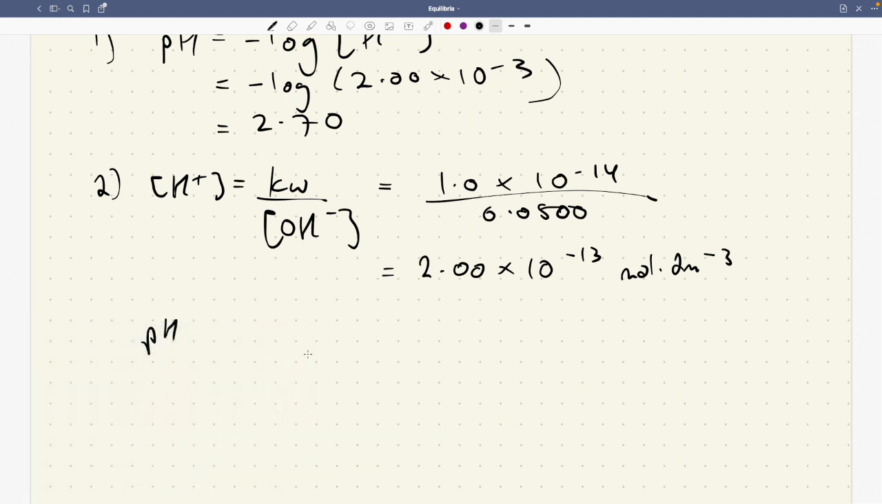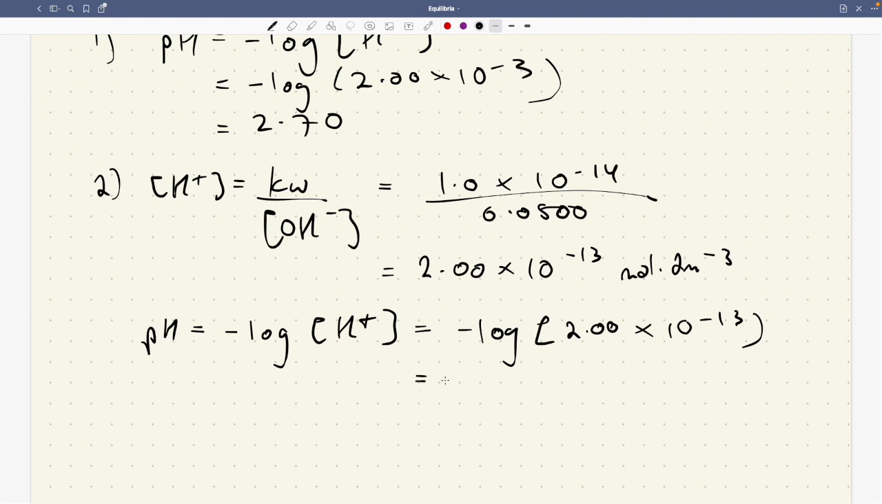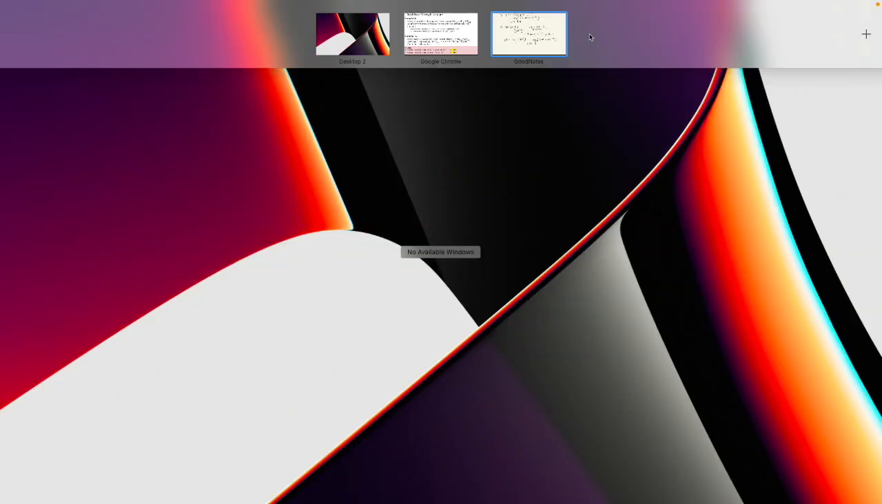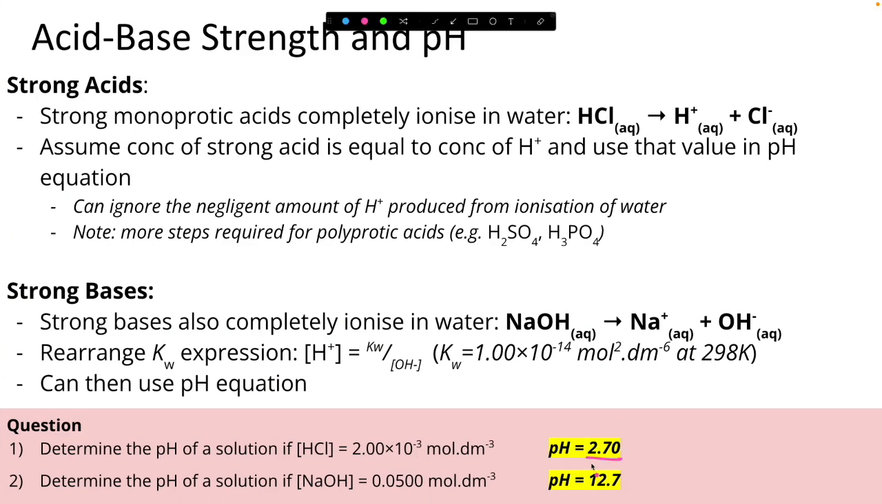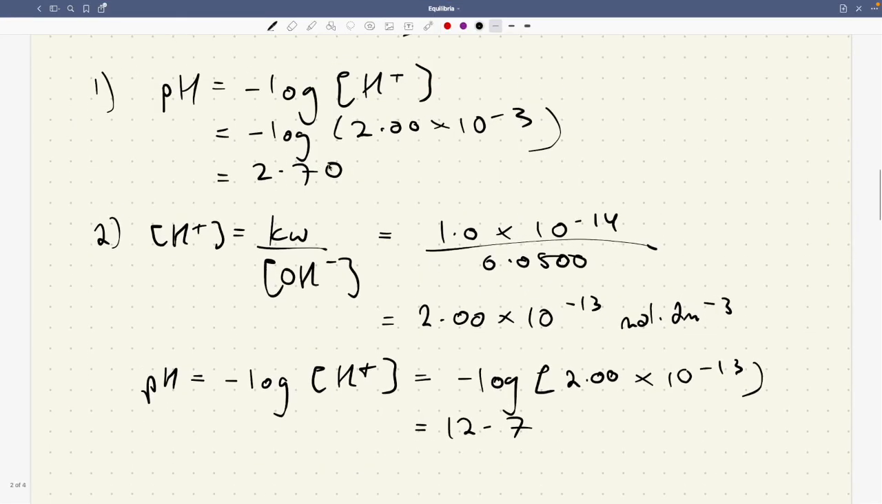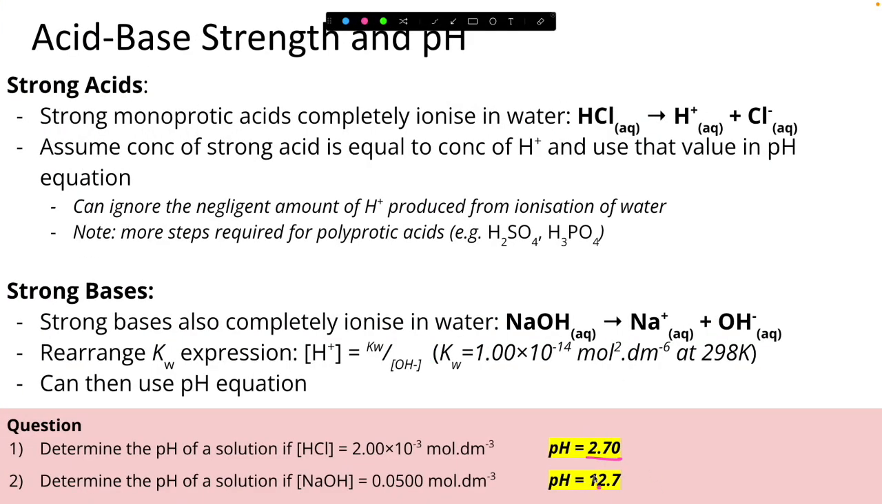Not quite finished yet because we've now got to calculate the pH. But as we're given a hydrogen ion concentration, we can simply plug that into our pH equation like so: minus log of our value up there, 2.00 times 10 to the minus 13, which gives a value of 12.7. And again, that makes sense, we're in that alkali region. So there you go, a pH of 2.70 that we got up there, and then 12.7 for our one below there. Just a note, our pH doesn't have units, so our pH is just a number.